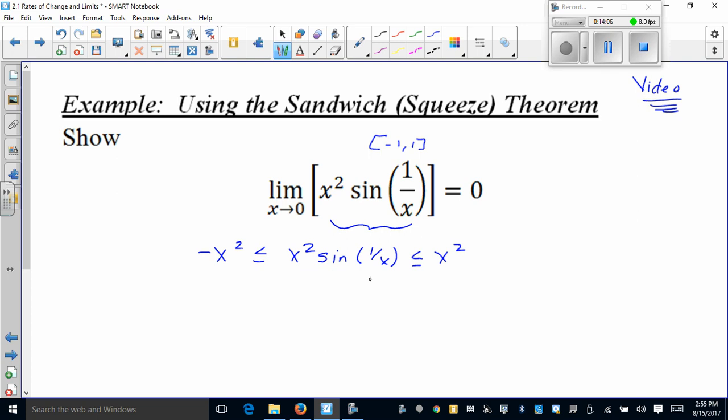Now all I have to do is my limit. So I need the limit as x approaches 0 of negative x squared. That is equal to 0. And the limit as x approaches 0 of positive x squared also equals 0. Therefore, and yes, that is the symbol for therefore, the limit as x approaches 0 of x squared sine of 1 over x must also equal 0. And so we get it to be 0.